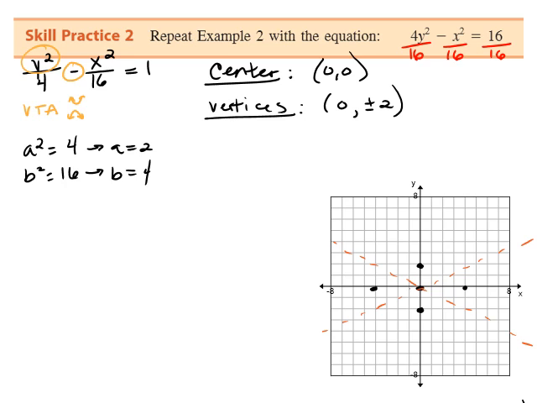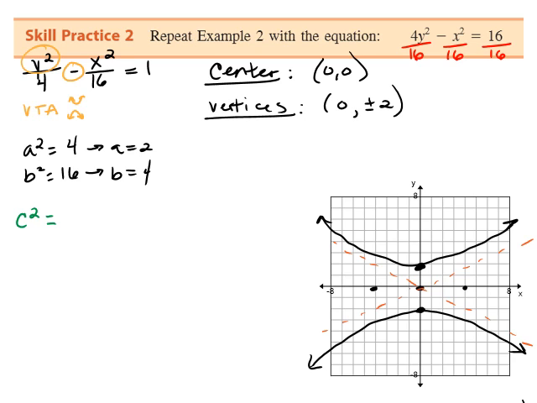But now, because I know I have a vertical transverse axis, I know my vertices are here and here, I can follow my asymptotes and sketch in my branches. If you want, you can go ahead and erase the box. And this is the graph of your hyperbola. So let's go ahead and find my foci.